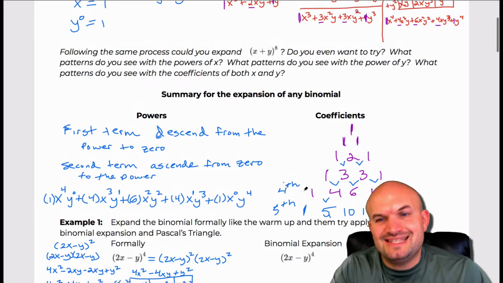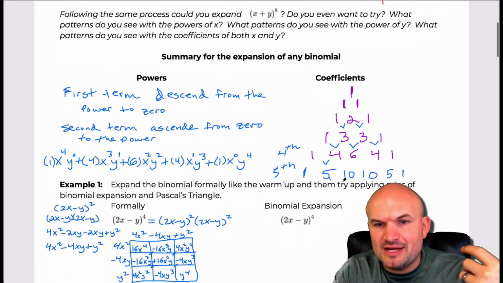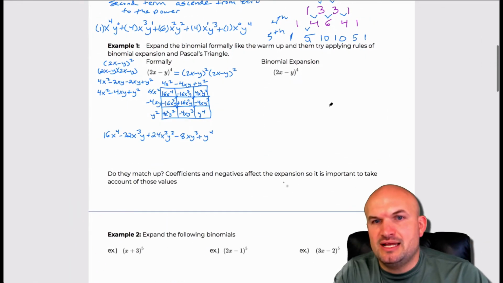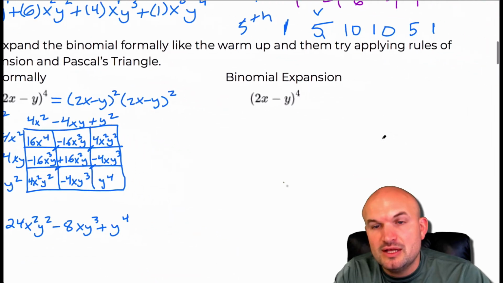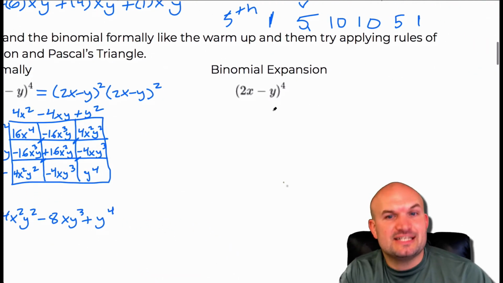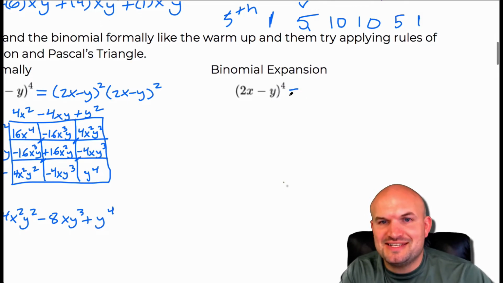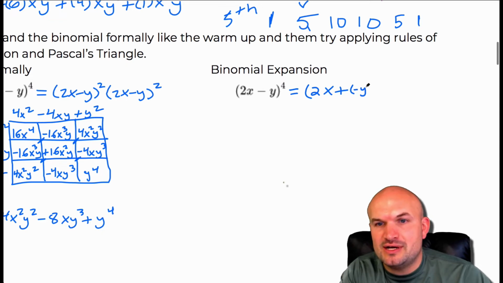And again, the reason is these are the scalar multiples. Okay, so when you're doing binomial expansion, there's a couple of things that I really like to do. The first thing is I want to rewrite this as an addition problem. Subtraction can be rewritten as a plus, and now I'm going to put the negative y in parentheses.